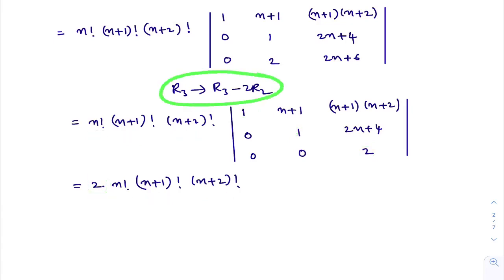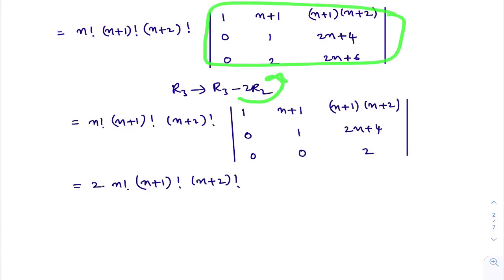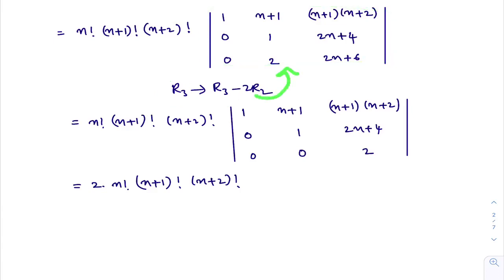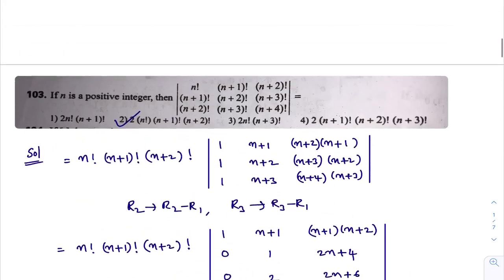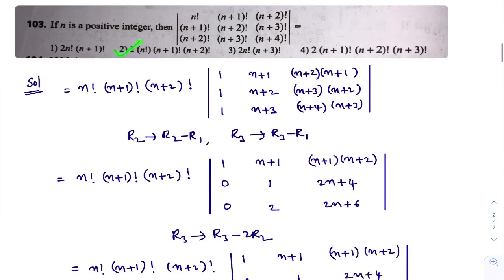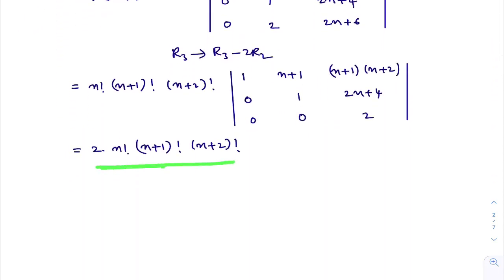See, this type of operations, if I explain all these things, it takes so much time. For this determinant, you can easily apply this operation. When you apply this operation to this determinant for the third row, then you will get these elements. It can be understood easily. So this is the answer. You observe the options. The second option is the right option for this. 2 into n factorial into n plus 1 factorial into n plus 2 factorial. That is what we got here, right?